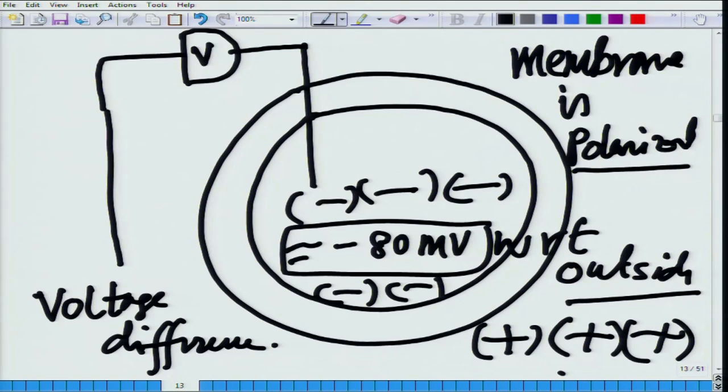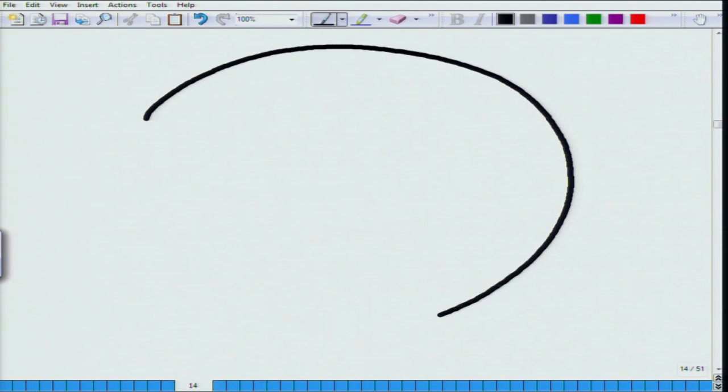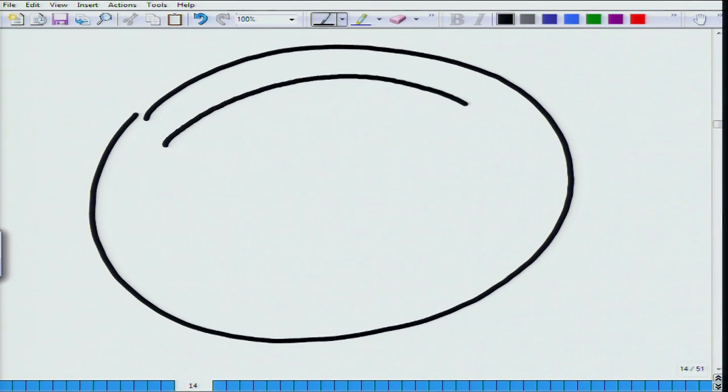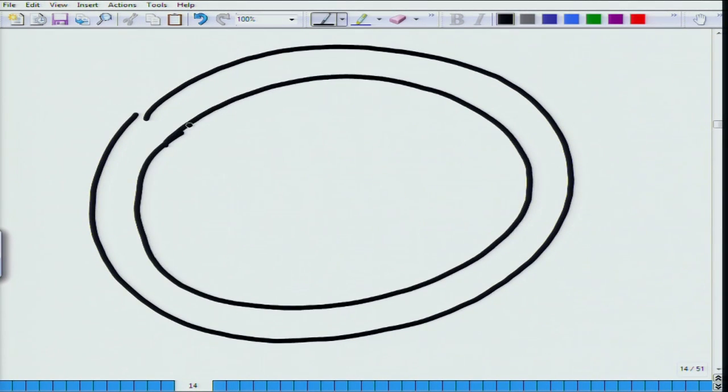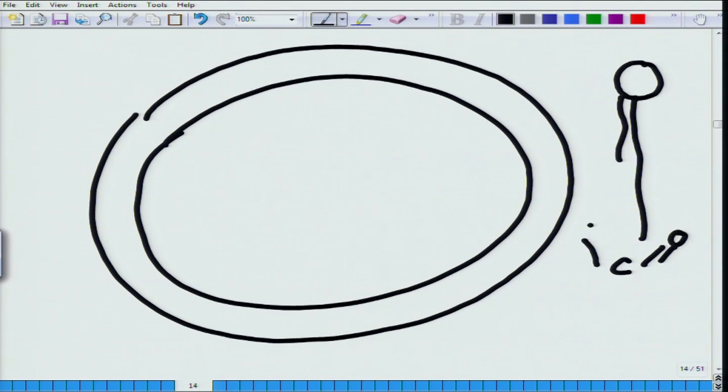Okay. The next feature: now I will come to how, if this is the membrane, the lipid molecules are oriented in it. In order to draw this, I have to take you back to my last lecture, where I showed you what the lipid molecules look like. You remember when I showed you that this is like COO and O minus, and you have the hydrophobic tail.